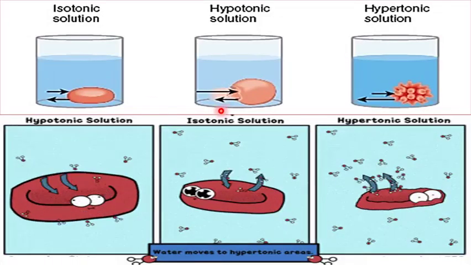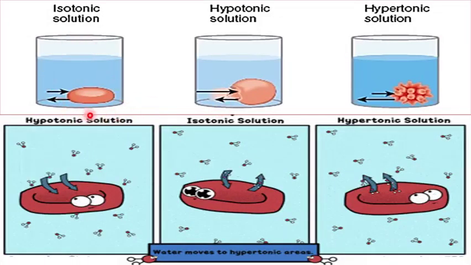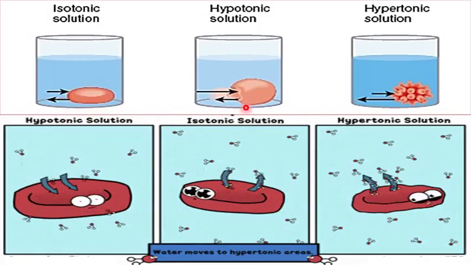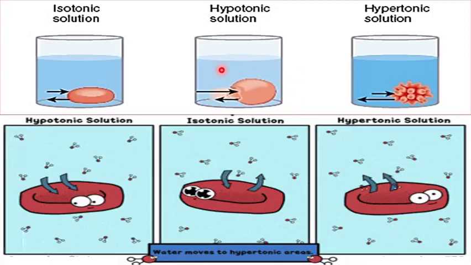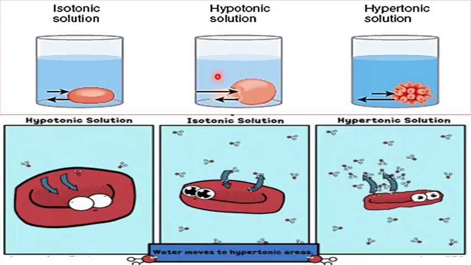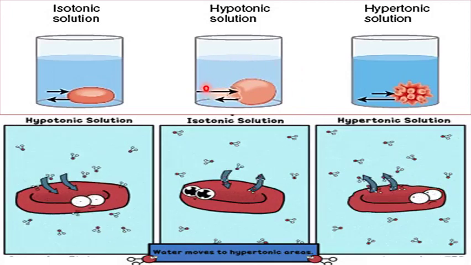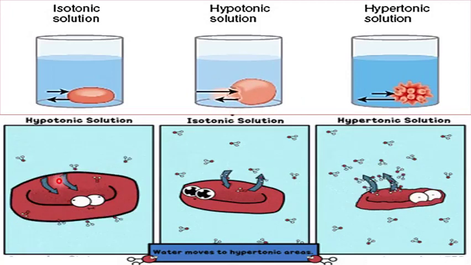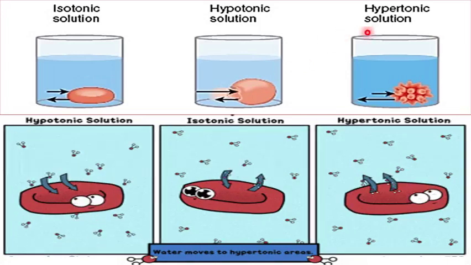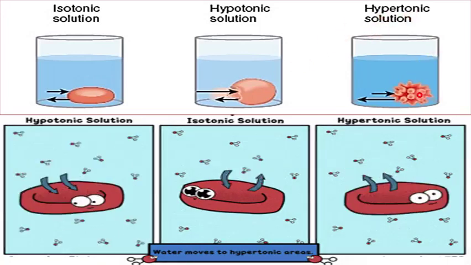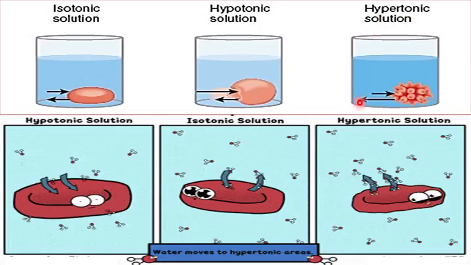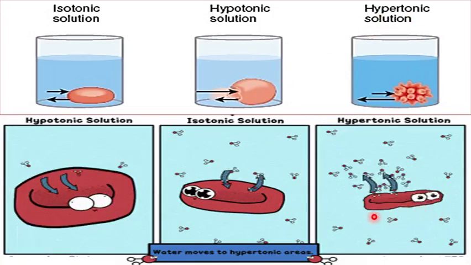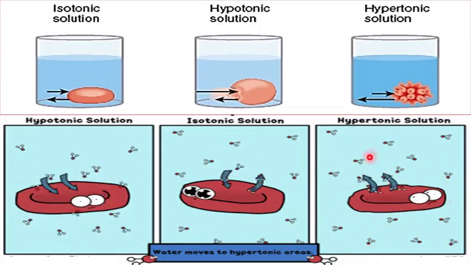Again, this is the isotonic solution. RBCs preserve their normal biconcave shape like that. And this is hypotonic solution. Fluid passes from outside to inside, making it swell and rupture at the end like that. In hypertonic solution, fluid passes from inside the RBCs to outside, so they shrink and become crenated RBCs like that.